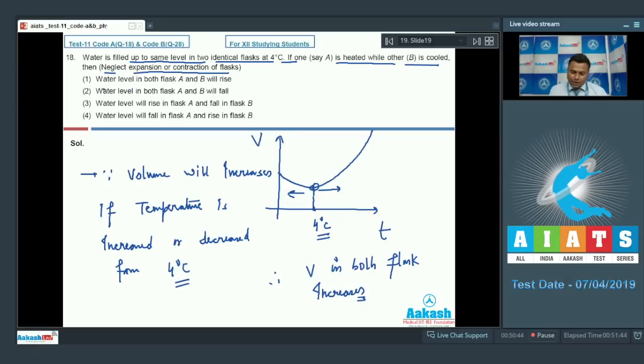So let us go to the options. Water level in both flask A and B will rise. Definitely we have got the option number 1, which is absolutely correct. So we will go with option number 1 only. Now move on to the 19 number.